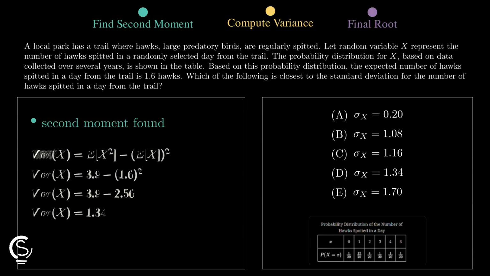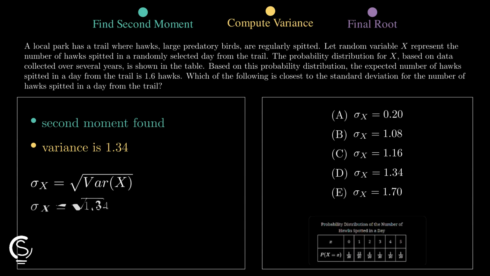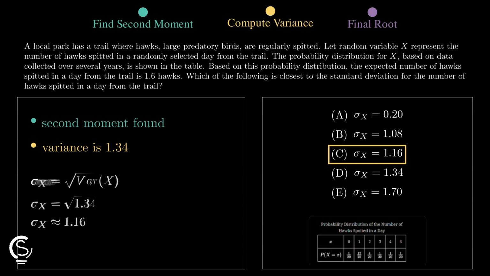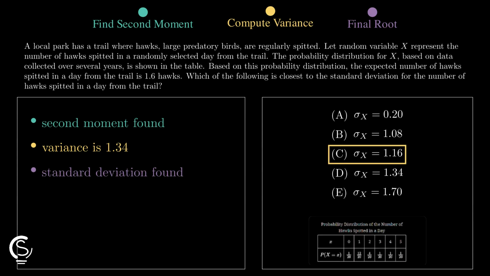Finally, we take the square root of the variance to get the standard deviation, which gives us the typical distance from the mean. You got this. It is 1.16. Great work!